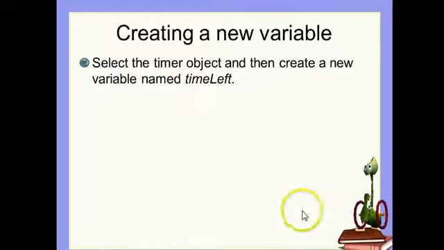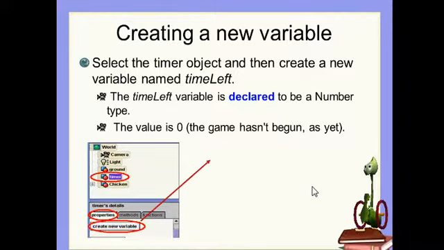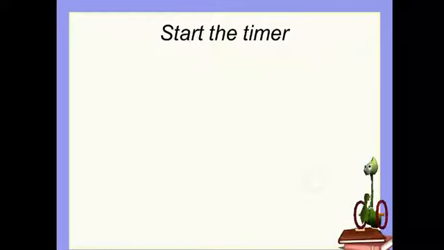So if we're going to do it under the object called timer, then we're going to select that object and do the new variable, and let's call the new variable time left. And it's going to be a number type, and the value 0 because the game hasn't yet begun. Okay, so that should be something. I know the bottom's probably cut off for you, but that's the idea behind it. Oh yeah, okay, you know how to do this part. This should not be totally news to you all.